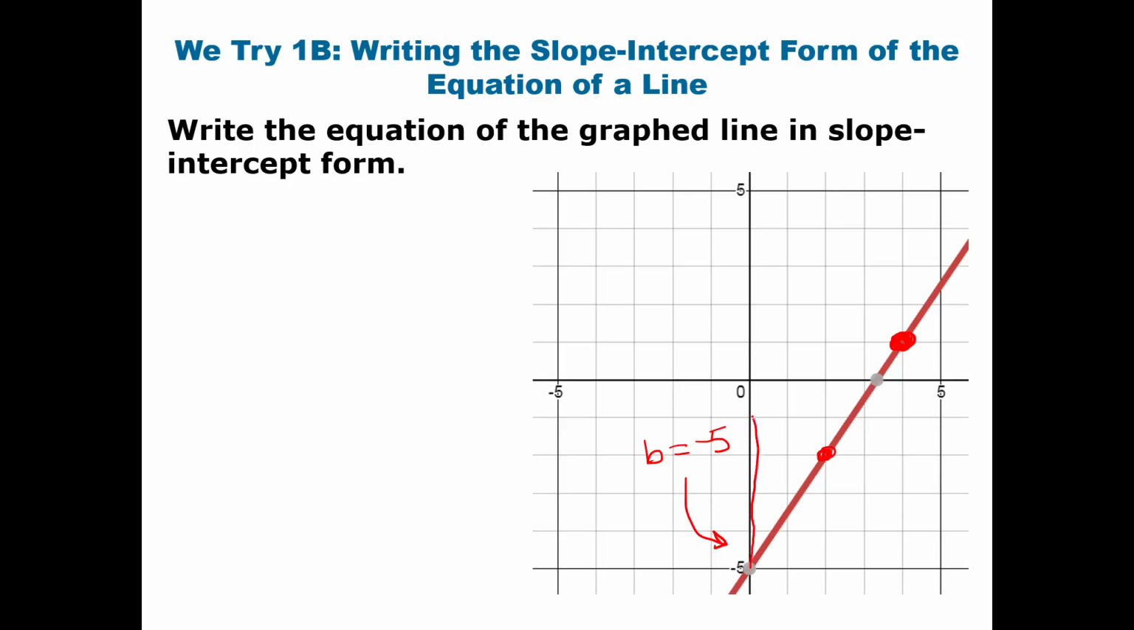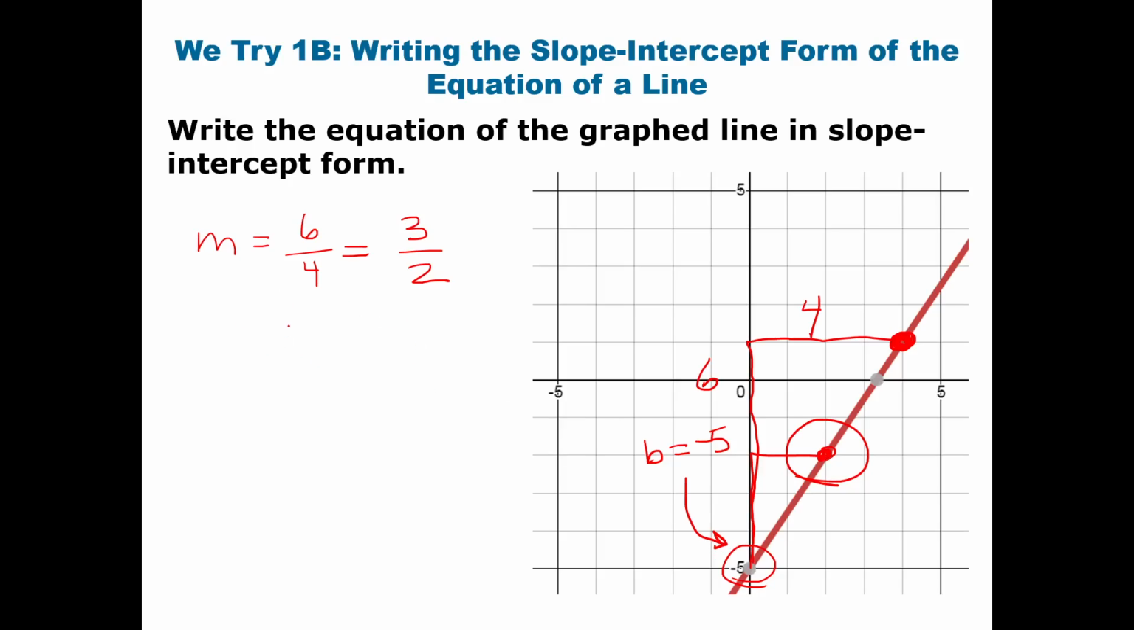1, 2, 3, 4, 5, 6 up. Going up 6, rising 6, running 1, 2, 3, 4. So my slope, my m, is 6 over 4, which I can reduce down to 3/2. Remember, if you did use this point and this point, you would get the same slope, because you'd be going up 1, 2, 3 and running over 1, 2. You'd get the same slope.